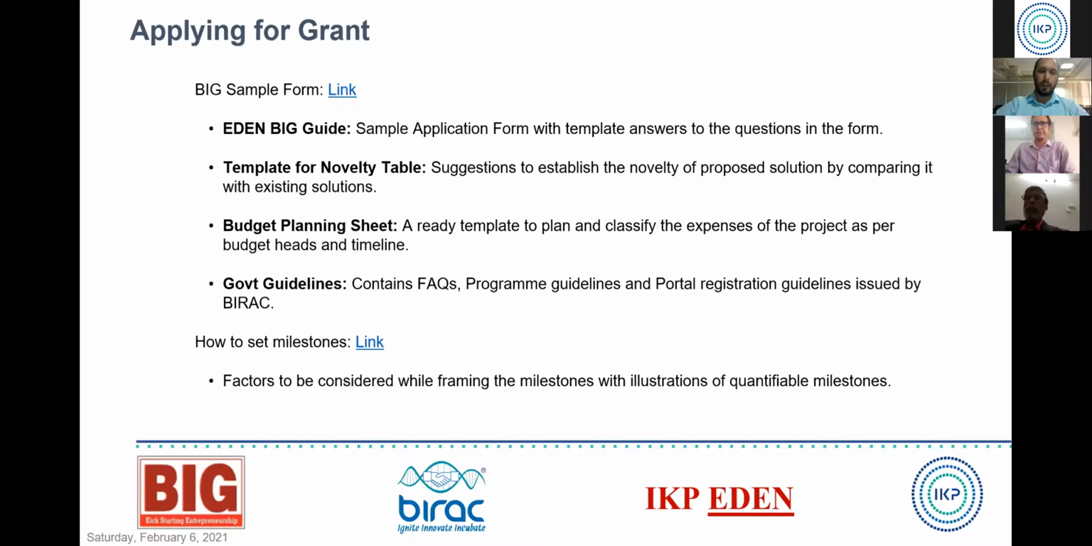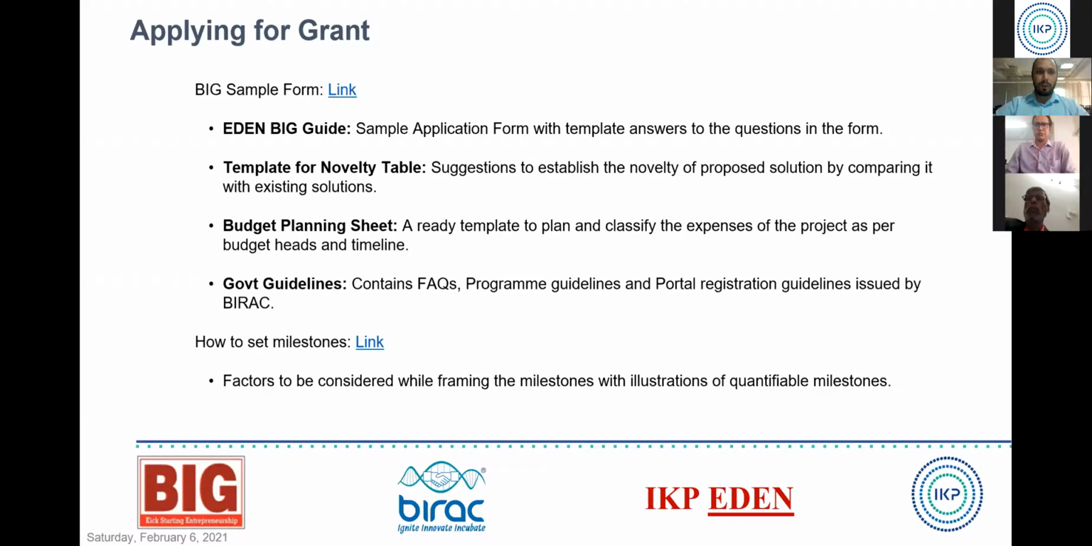And then there's one more link that you'll find in the BIG sample form link, which is how to set your milestones. Setting your milestones is the most important activity while applying for a grant. Examples of what can be considered a quantifiable milestone, and what cannot be considered a quantifiable milestone, are illustrated over there.